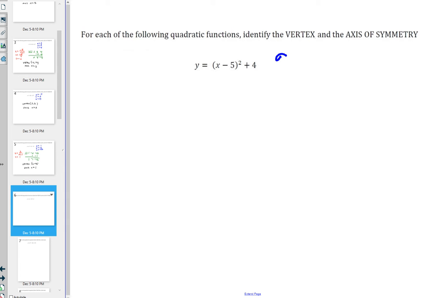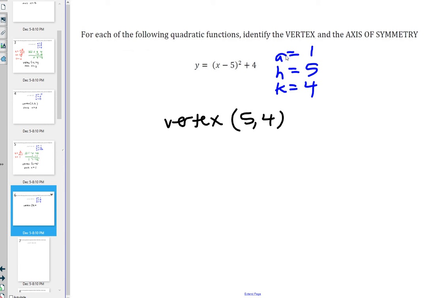This is vertex form, so we're back to A, H, and K. What's H? 5. And K is 4. So the vertex is at (5, 4), and then x equals 5.